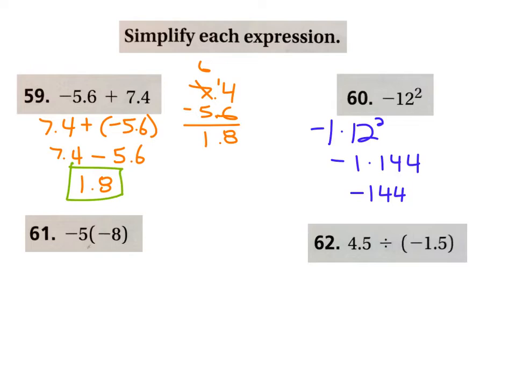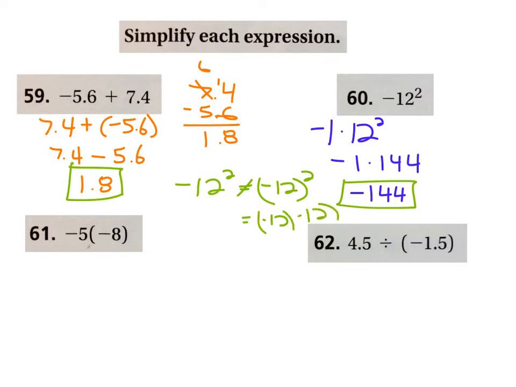Okay? Big, important, can't stress it enough idea is that this is not equivalent to this. Okay? This one says negative 12 times negative 12. This one does not. This says negative 1 times 12 squared. Okay? You're going to want to learn that one because it's going to burn you every time it comes up until you learn it. So you might as well learn it sooner rather than later. Okay? Let's move on. Number 61.